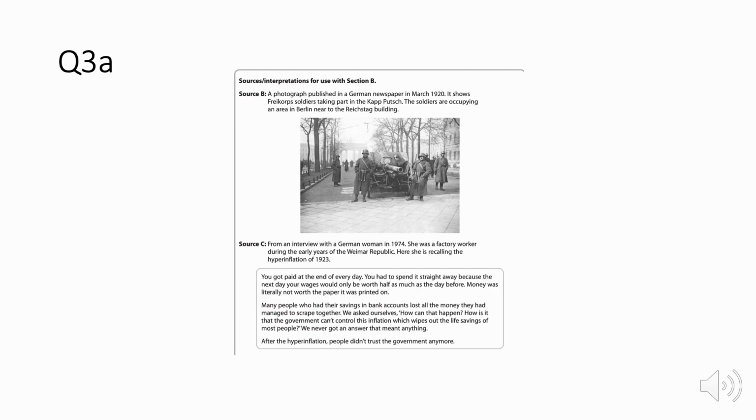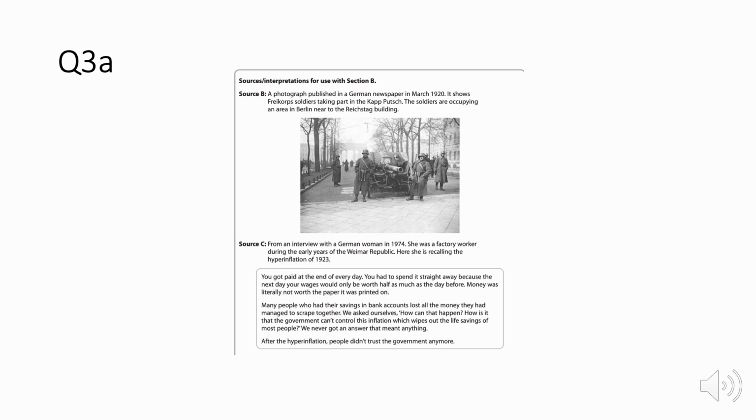Then we get on to question 3A. This is where it starts to get a little bit trickier. You'll be given two sources, an image source and then a written source. Now the question will be, how useful are sources B and C for an inquiry into the challenges facing the Weimar Republic?